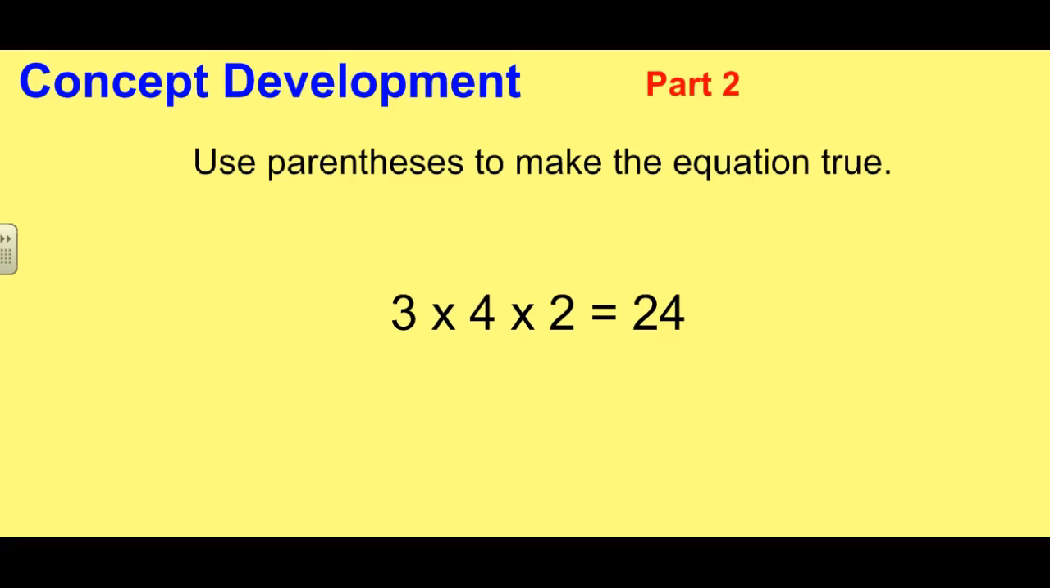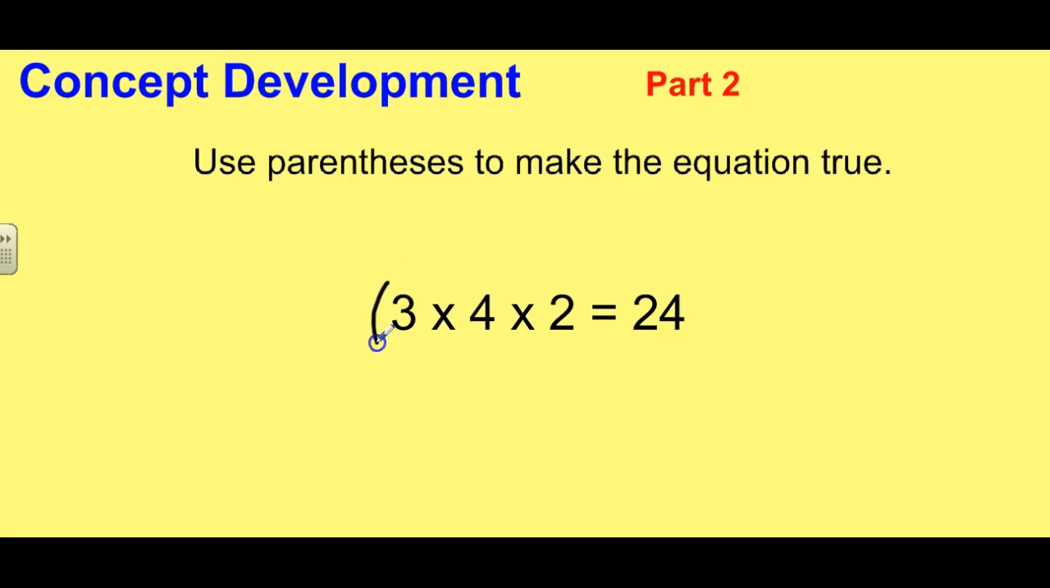Okay, I want you to clear off your board, and I want you to write this equation on your board. 3 times 4 times 2, and I want you to put parentheses in this equation to make it equal to 24. Push pause to do that.